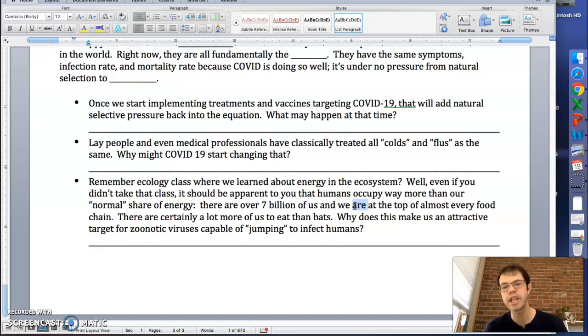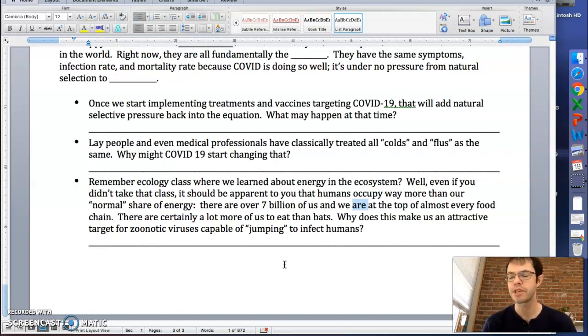Do you remember in ecology class where we learned about different living things possessing energy? We all need to eat other living things to survive, and we're all passing around energy that was ultimately from the sun. Well, even if you didn't take that class, it should be apparent to you that humans occupy a lot of energy. There are 7 billion of us and growing. We're at the top of almost every food chain, so the energy that we get had to get filtered through a bunch of different things. So we possess a lot of the energy, certainly a lot more than bats.